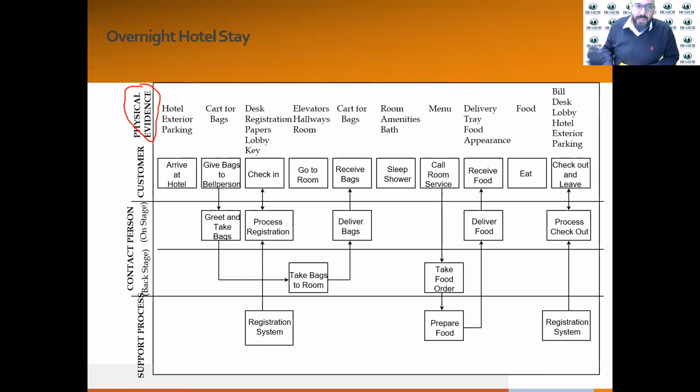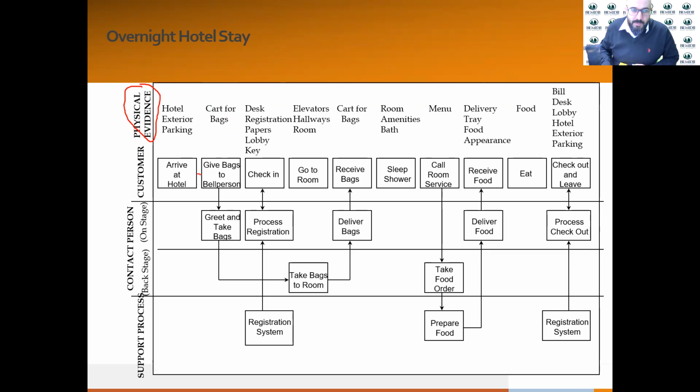The customer will be able to see the hotel itself, the exterior of the hotel, and the parking lot, at arrival at the hotel. This is the process from the customer perspective. The cart for bags is also seen by the customer when giving bags to the bell person. This is evidence seen by the customer, and this is what the customer will do: arrive at the hotel, give bags to the bell person, check in, go to the room.